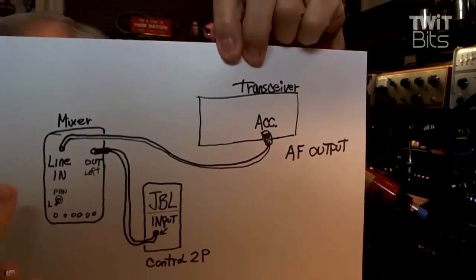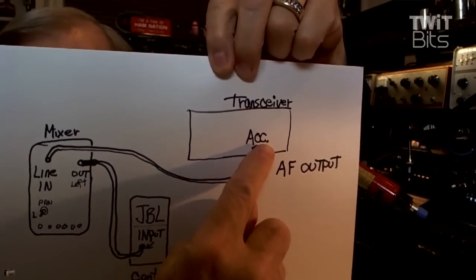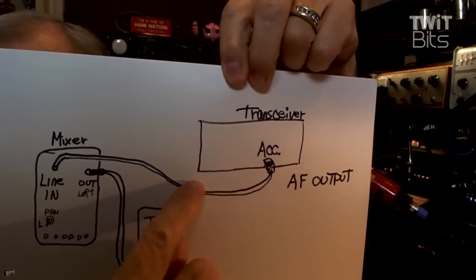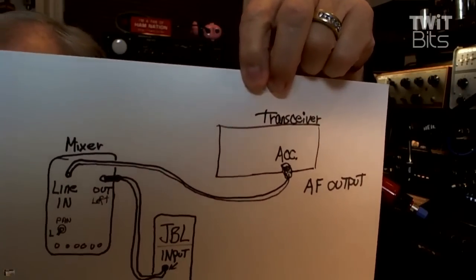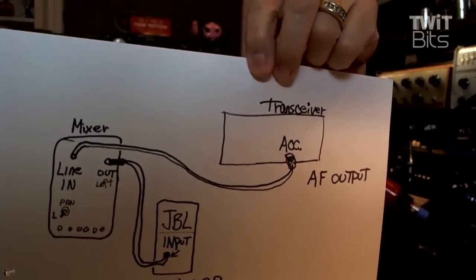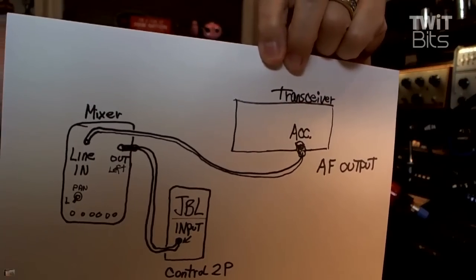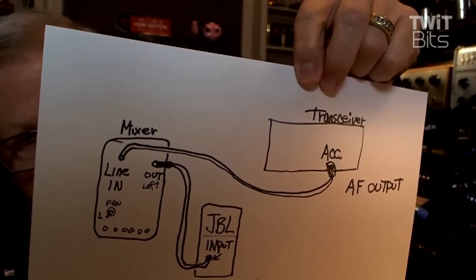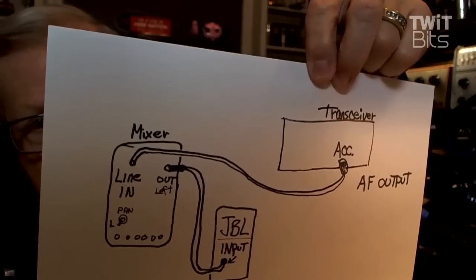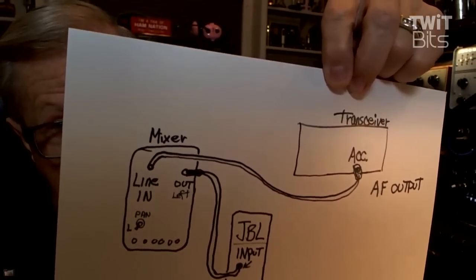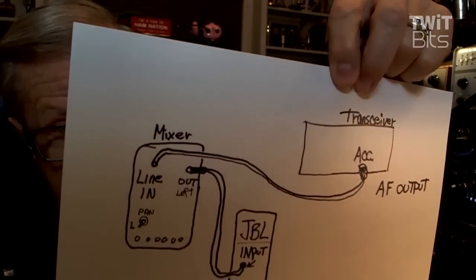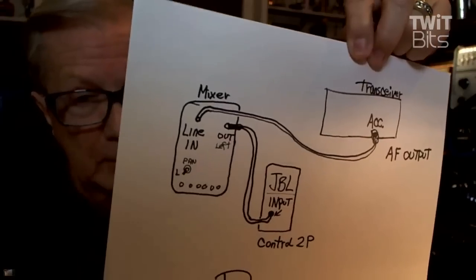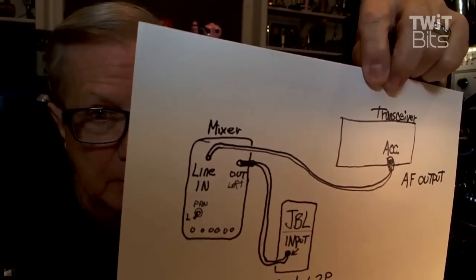But first of all, we're going to come out of the accessory plug, and we're going to come into the line input, not a mic input, a line input of the mixer, meaning that it would take a lot of voltage. You're going to have a lot more out of that accessory plug than you would for a microphone. So you go to the line input.